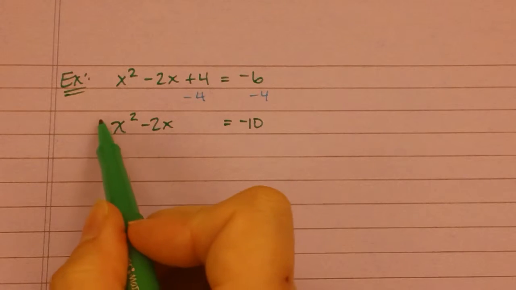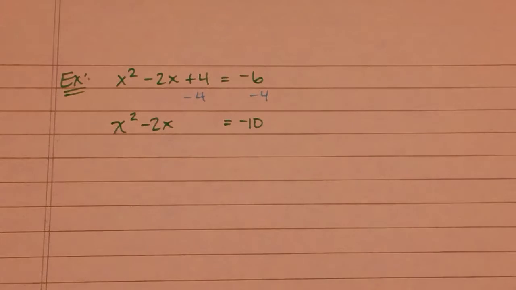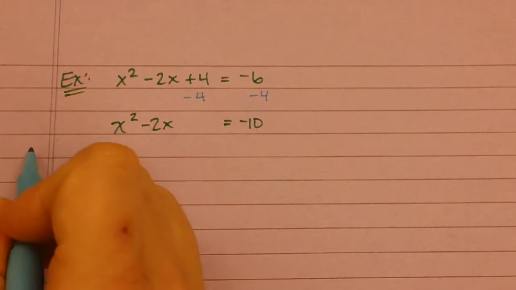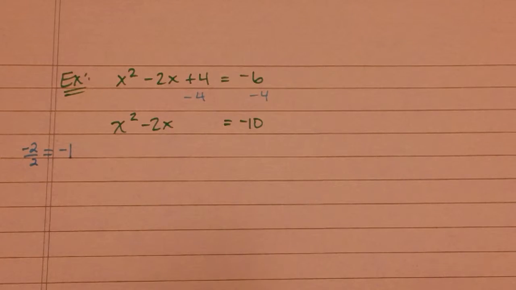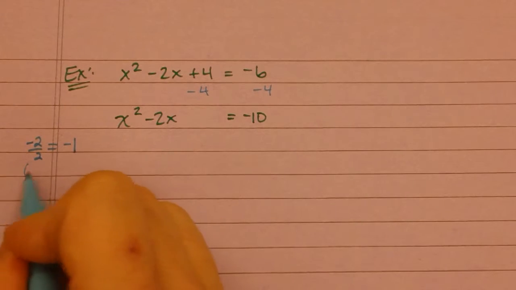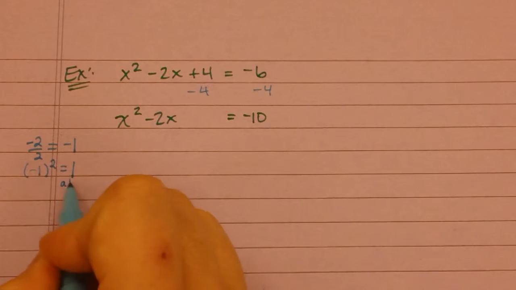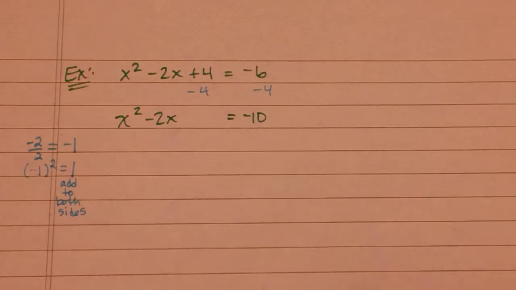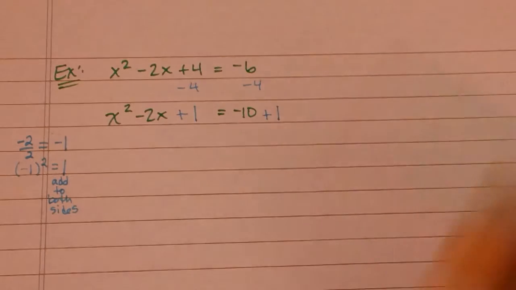Next thing I need to do is check to see if the leading coefficient on the x squared here is a 1, which it is. So I'm ready for my next step, which is to find half of b. b is negative 2. So when I take negative 2 divided by 2, I get negative 1. I have to square negative 1. Negative 1 squared equals 1. And this is what I'm adding to both sides. So I'm going to add 1 in this gap here. I'm going to add 1 to the other side.